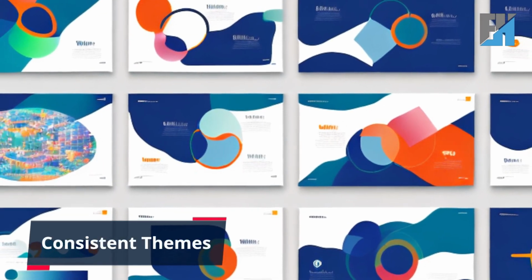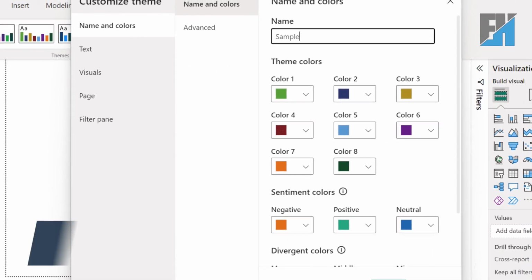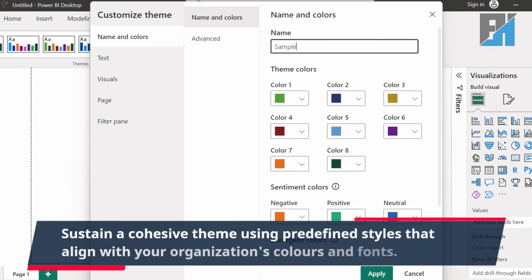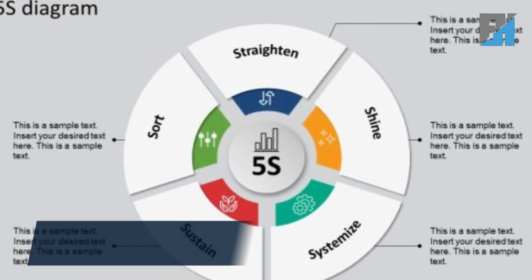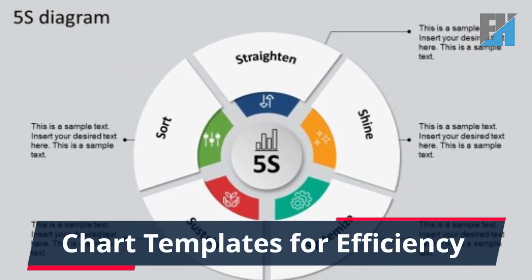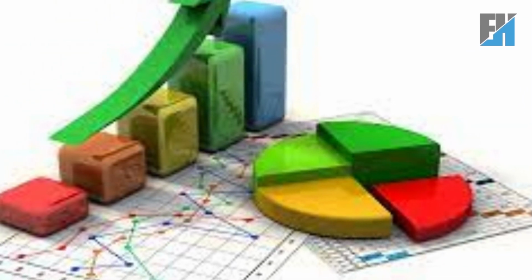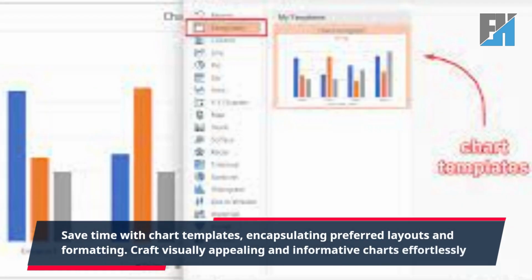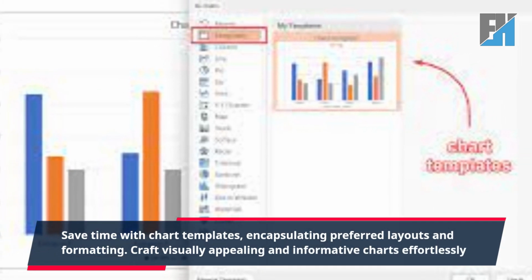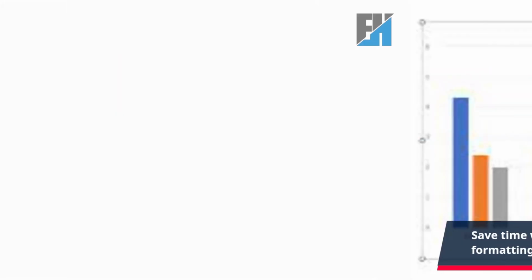9. Consistent themes. Sustain a cohesive theme using predefined styles that align with your organization's colors and fonts. 10. Chart templates for efficiency. Save time with chart templates, encapsulating preferred layouts and formatting. Craft visually appealing and informative charts effortlessly.